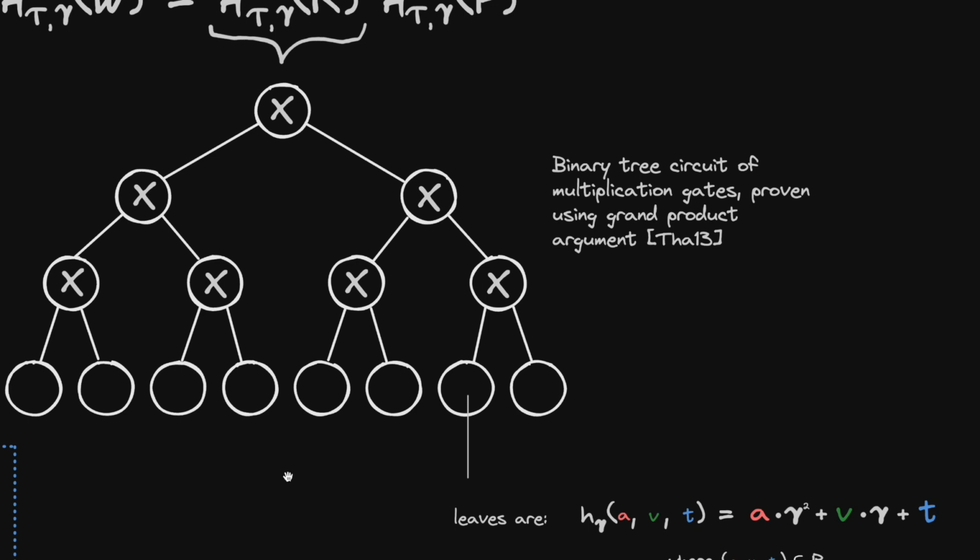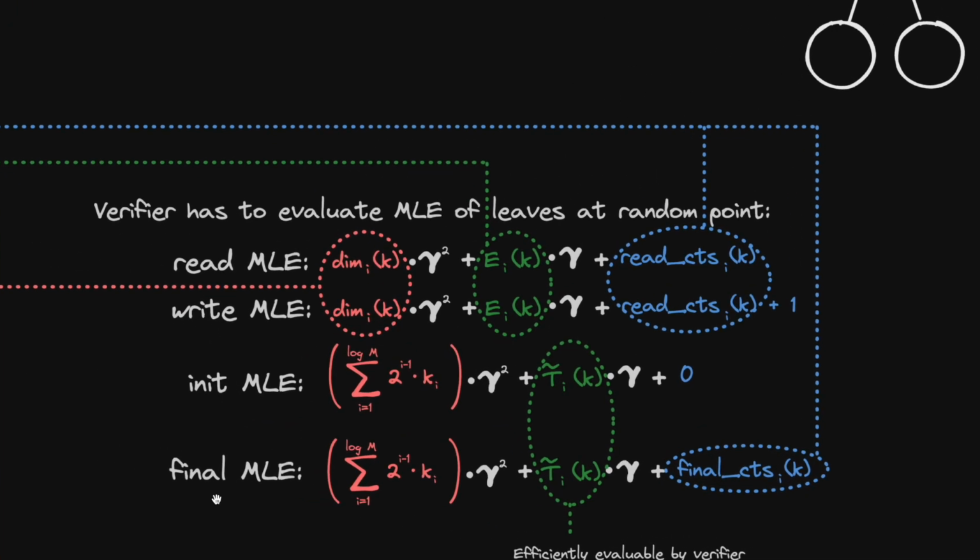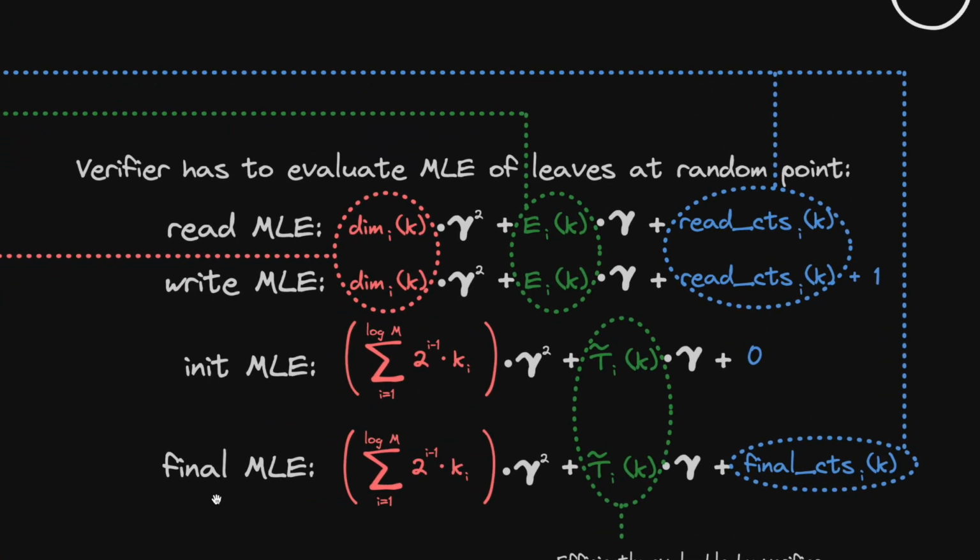And that particular MLE is going to differ based on which set it's for. So for the read MLE, you're going to have 1 leaf per lookup. So the addresses are going to be the dim sub i polynomials evaluated at some index k. The values are going to be given by e sub i. And this is where the read counter polynomial that we introduced earlier is going to be used. So this polynomial was committed to in the commitment phase and will be used by the verifier to evaluate this read MLE. The write MLE is identical, except the counters are going to be 1 more than the ones in the read MLE.